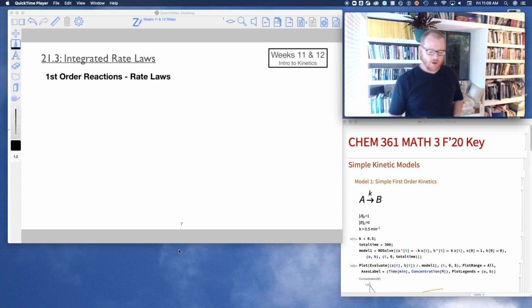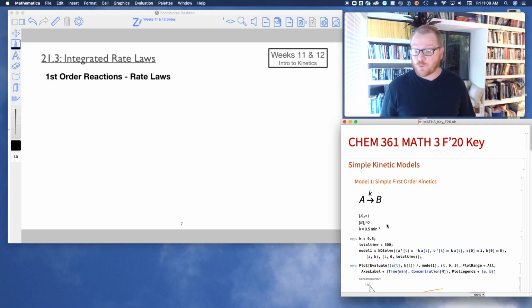All right, folks, here we go. We're getting more into kinetics. I'm real excited about this stuff. So as you can see, I've got the Math 3 model up here, all right?